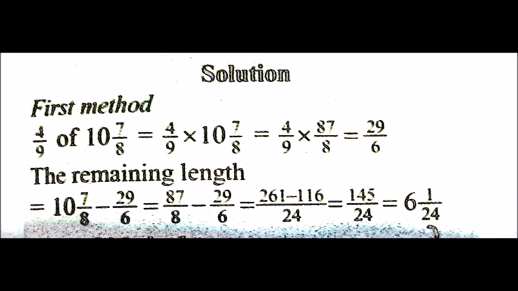Then 4 cancels off, 1 goes to 8, 2. So it will be 87 divided by 9 times 2, to be 18. So 87 divided by 18 will be 29 over 6, because 3 can divide 18 6 times, and 87 29 times.